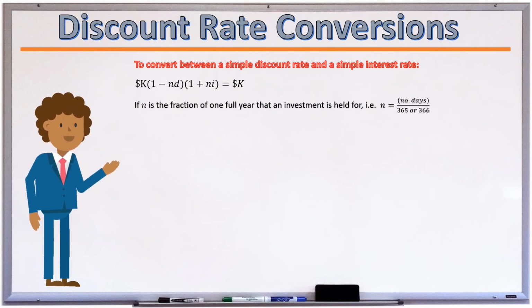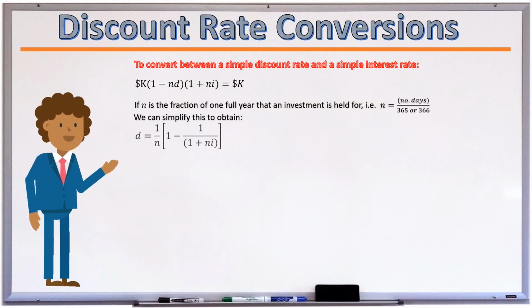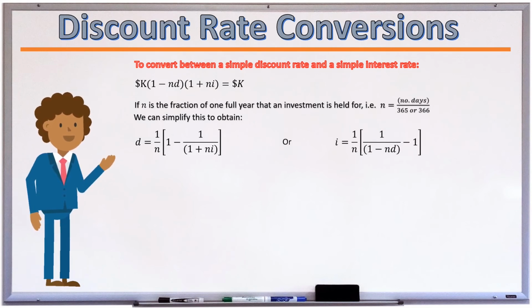So we can simplify that expression to yield d = (1/n) × (1 − 1/(1 + ni)). Or inversely, we could also solve for i to yield i = (1/n) × (1/(1 − nd) − 1).